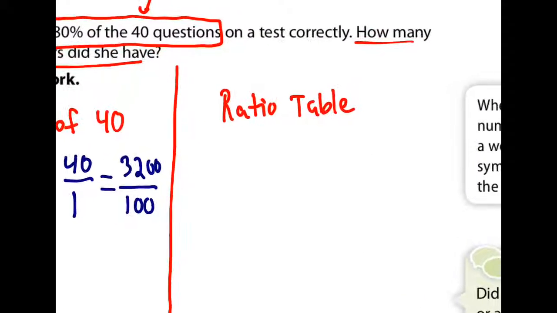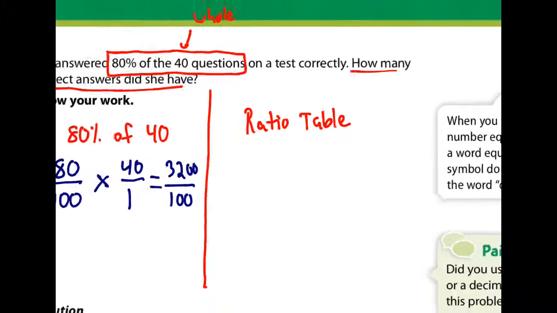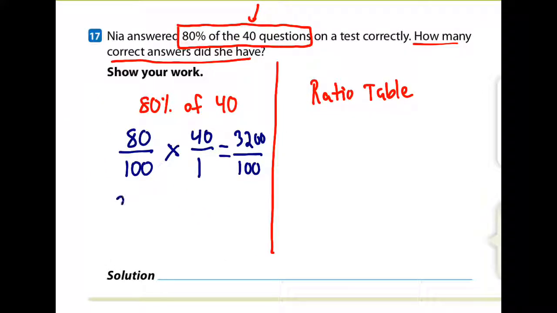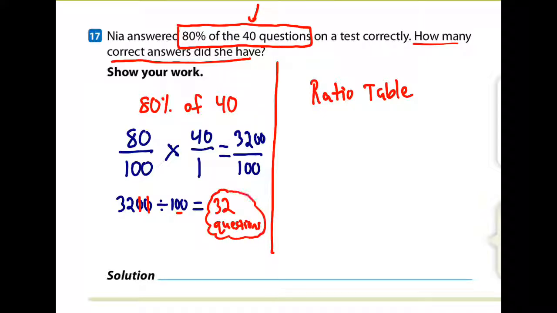Now remember, to divide by 100, you just get rid of 2 zeros. So I'm going to write this down here. So if I do 3,200 divided by 100, that's the same as getting rid of 2 zeros, because 100 has 2 zeros, right? So my answer is going to be 32. So 80% of 40 questions is 32 questions. So if you had 32 questions as your answer, however you did it, give yourself a C.